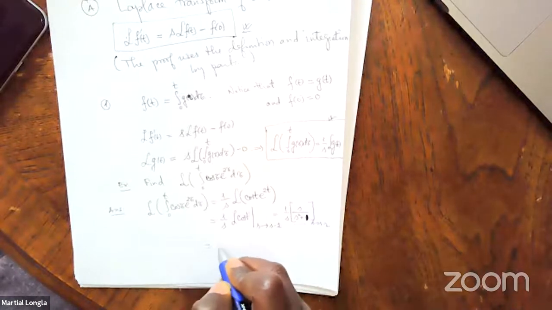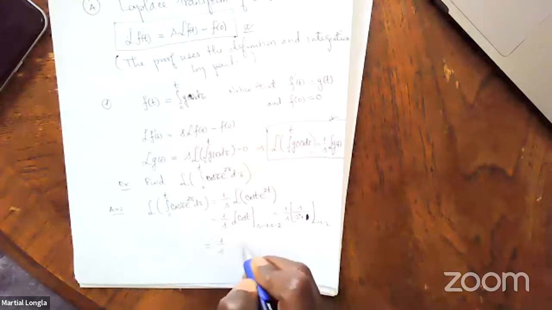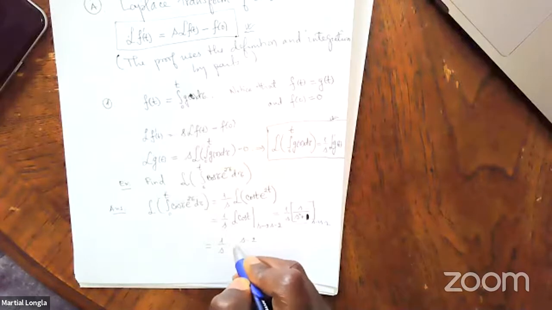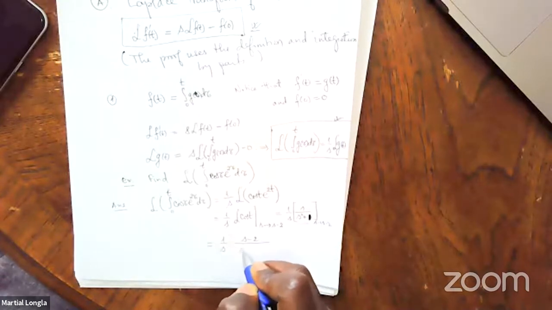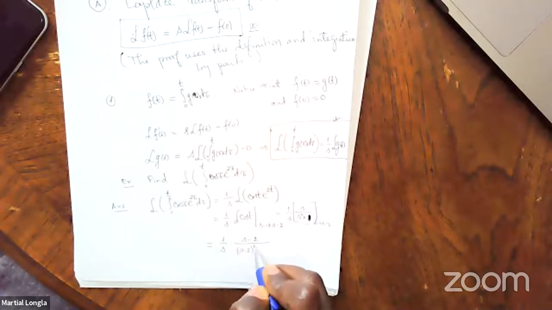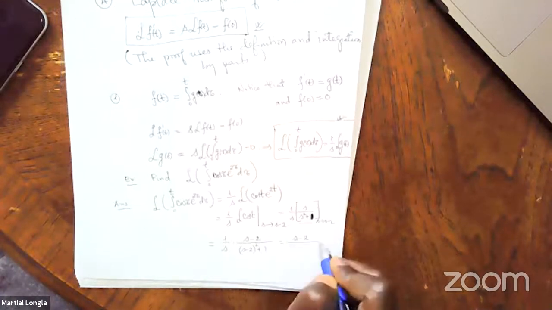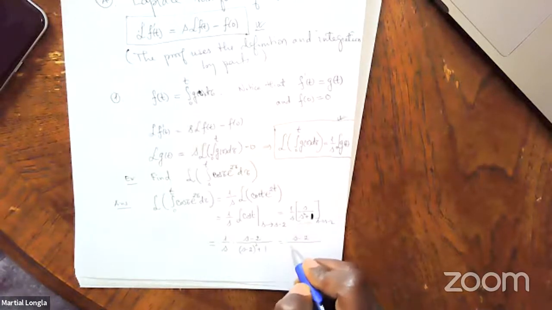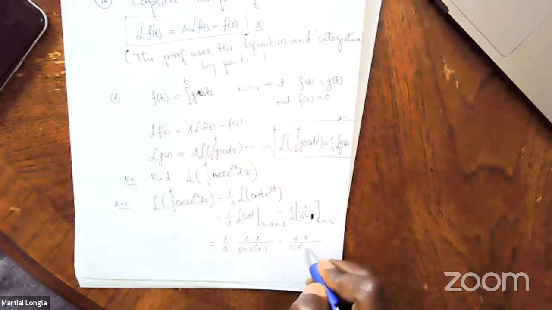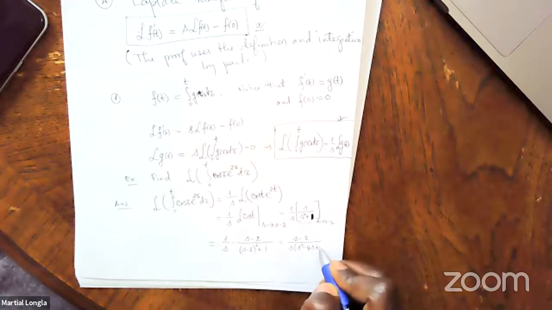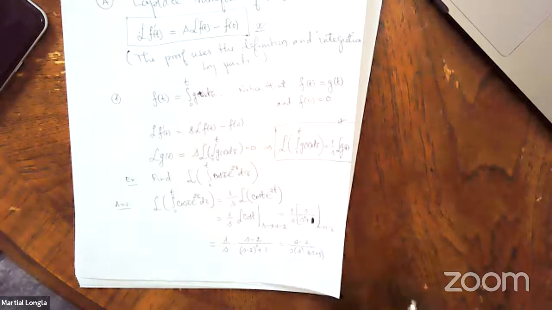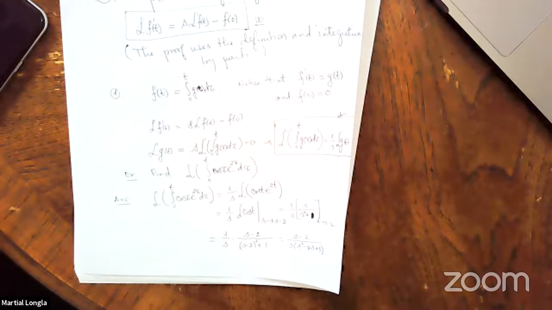And that's why you get 1 over s times s minus 2 over s minus 2 squared plus 1, which is s minus 2 over s times s squared minus 4s plus 5. That's it.